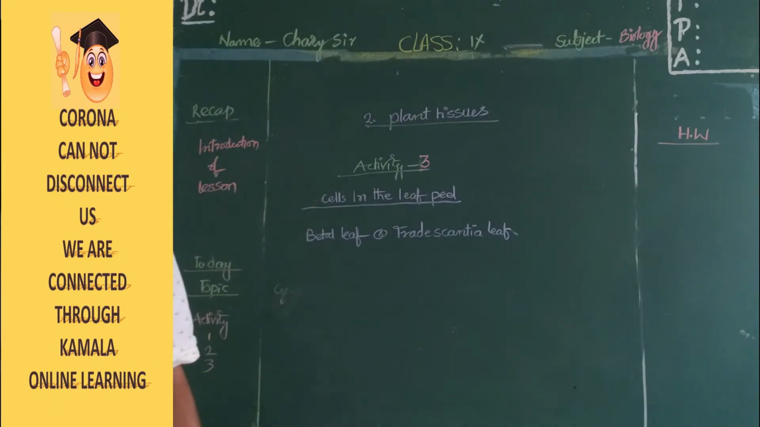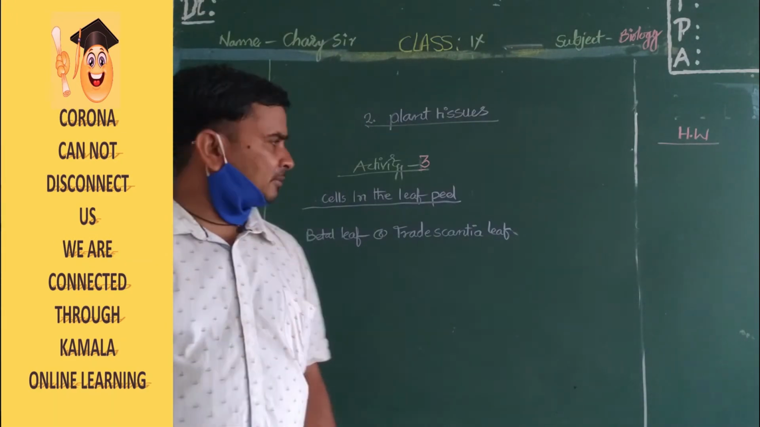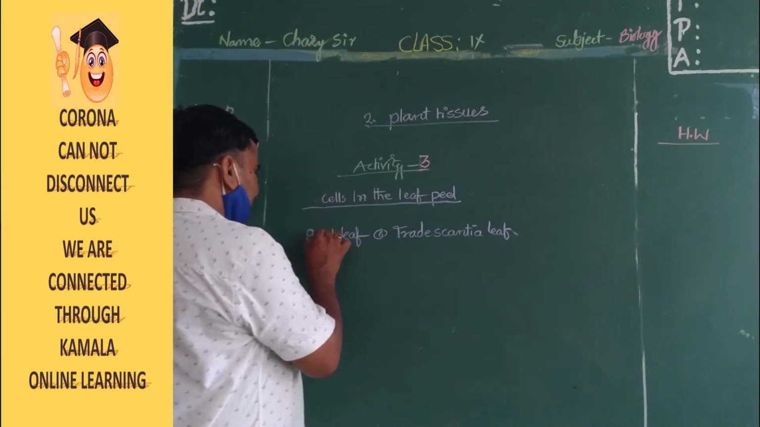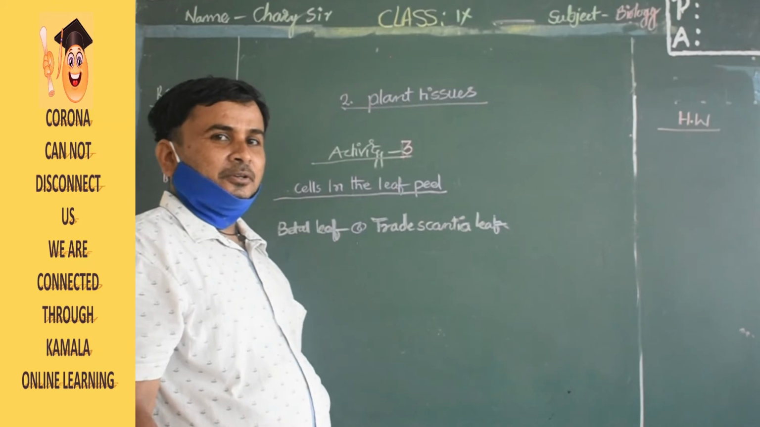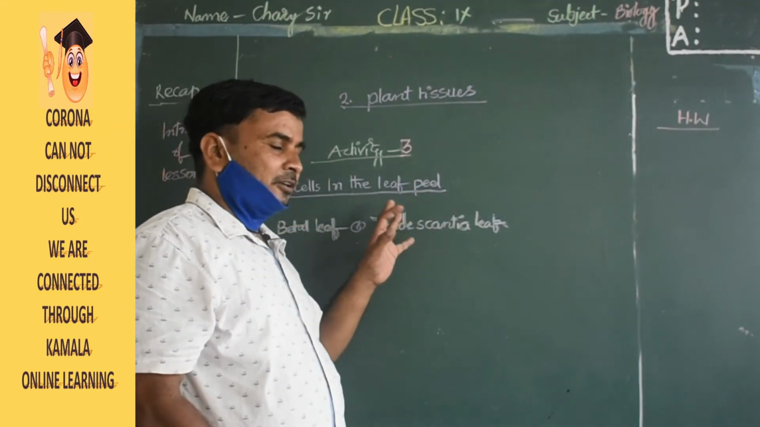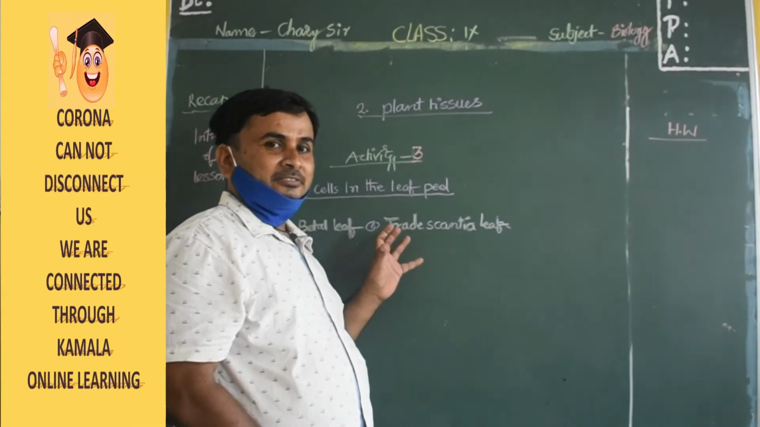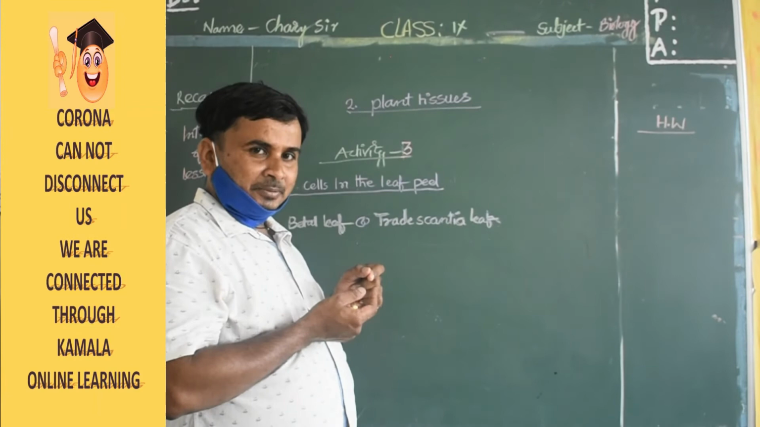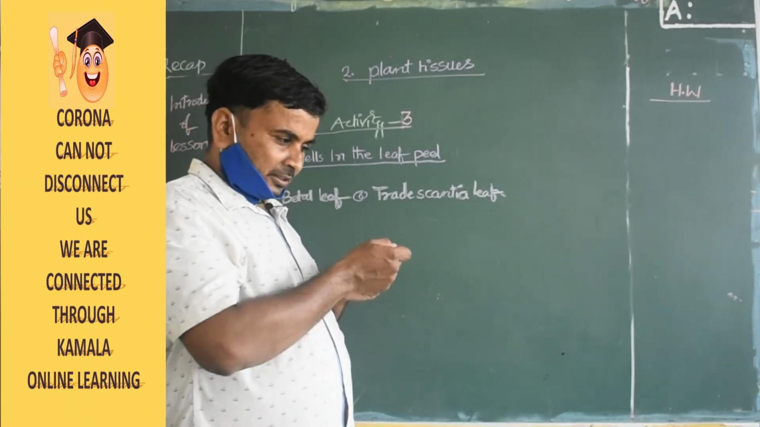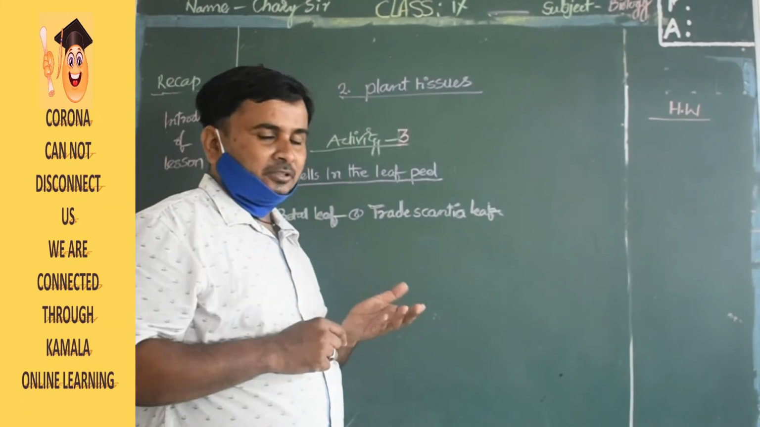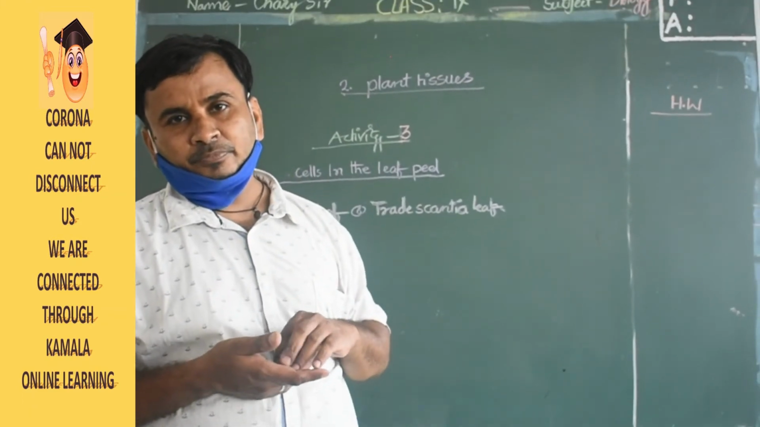Are all cells similar? Yes, they will be similar. That is betel. So here, with Tradescantia or betel, you have to observe the leaf peel. If you tear it suddenly, a thin layer will be there at the leaf edge. You have to take it out slowly, keep it on the slide, put a cover slip on it and press in all directions. Then you will get it.